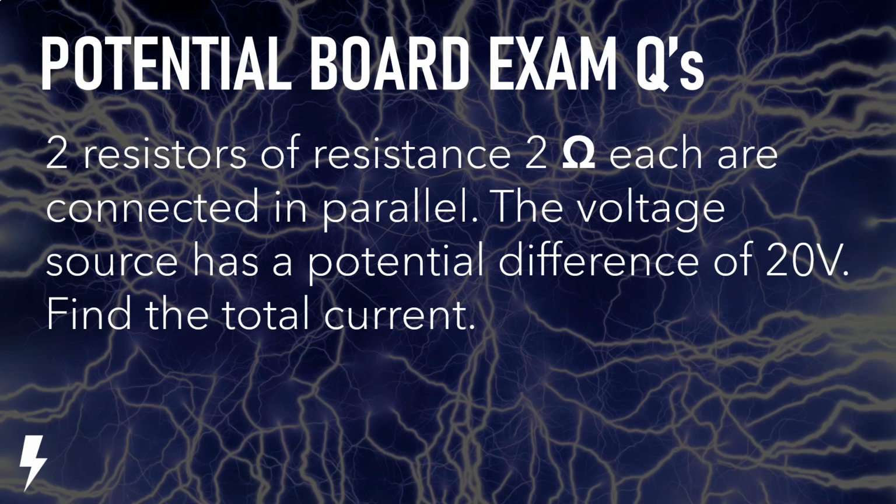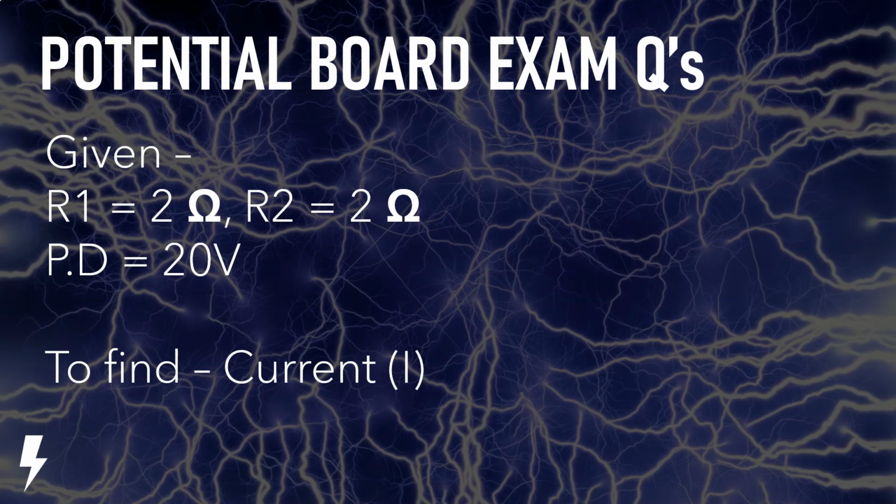So our first step is to calculate the combined resistance or equivalent resistance of the two resistors combined. And a resistor is essentially a device that produces a resistance, or a device that has the ability to oppose charges. So first, always write the given and to find values. So we're given the resistance of two resistors, 2 ohms each. And we're also given the voltage or potential difference, which is 20 volts. And we have to find the current.